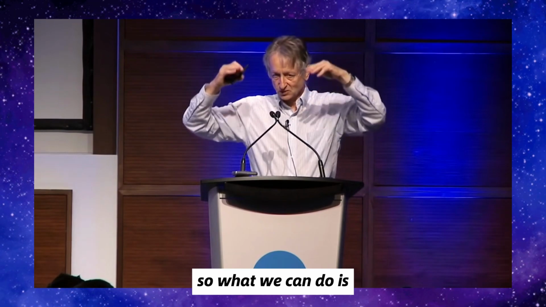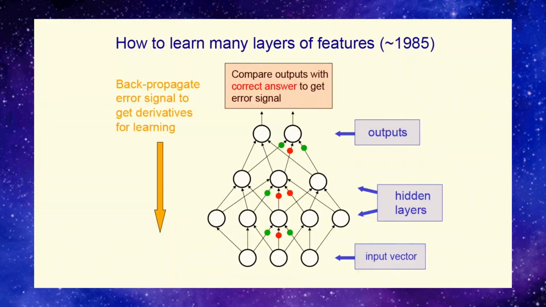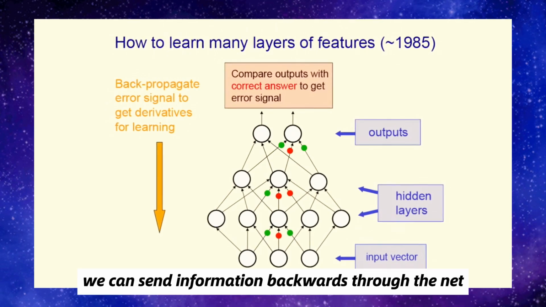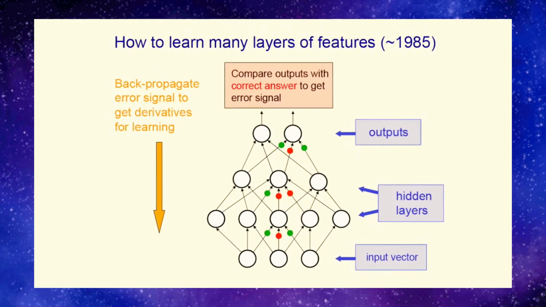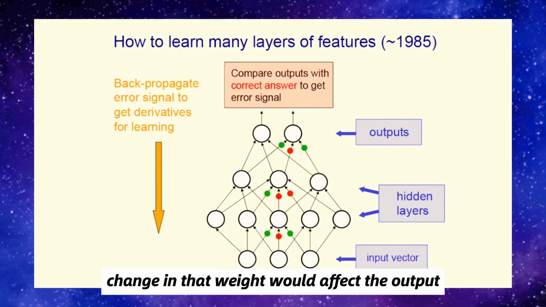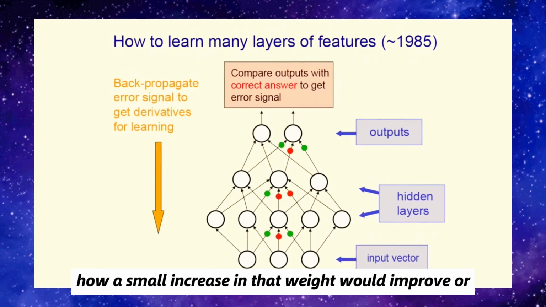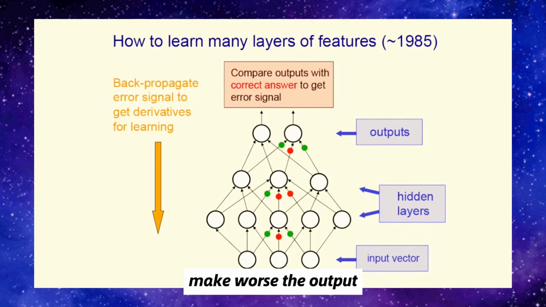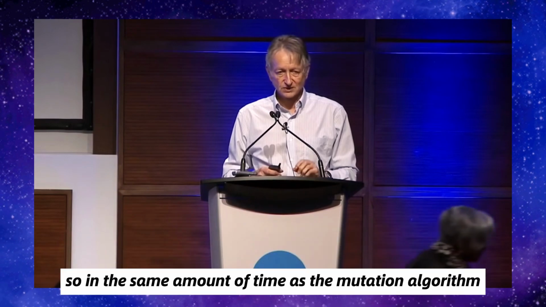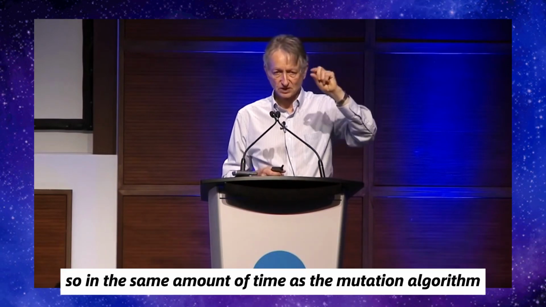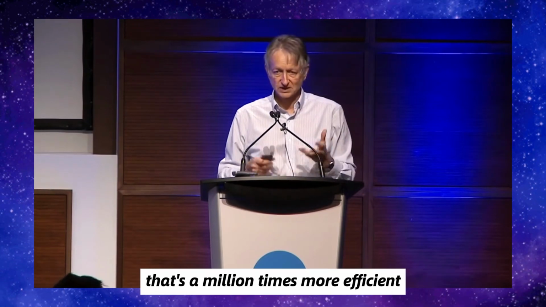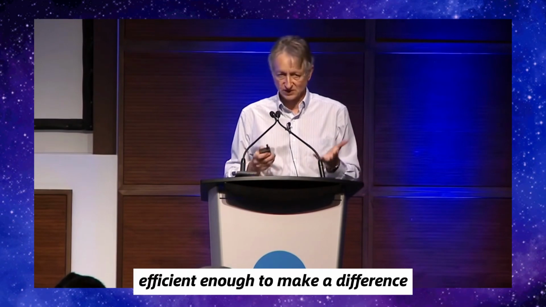So what we can do is look at the discrepancy in the output, and from the discrepancy between what we want and what we got, we can send information backwards through the net that's doing this computation for every weight of how a small change in that weight would affect the output, how a small increase in that weight would improve or make worse the output. And we can do that for all the weights in parallel. So in the same amount of time as the mutation algorithm can figure out what to do with one weight, we can figure out what to do with all the weights. And if there's 1 million weights, that's 1 million times more efficient. And 1 million times more efficient is enough to make a difference.